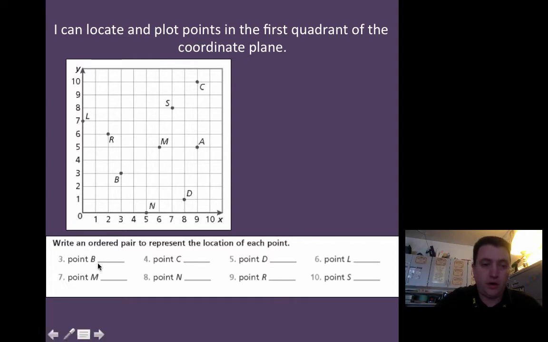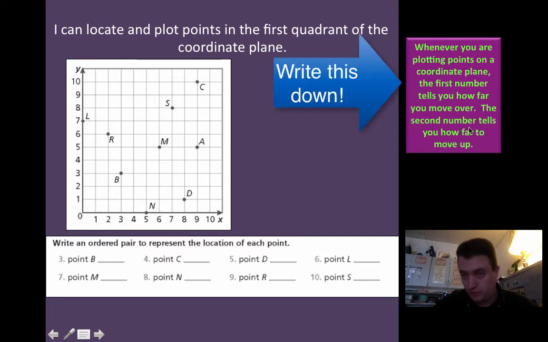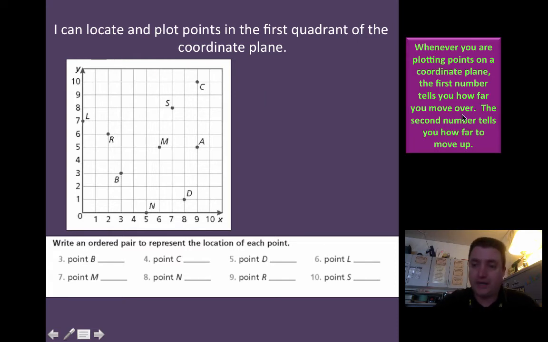It says, where is point B? I want to remember, whenever I'm plotting points on a coordinate plane, and you want to write this down in your math notebook, this purple box, write these words down. I will be looking for them when I grade these as well. The first number tells you how far to move over. The second number tells you how far to move up.